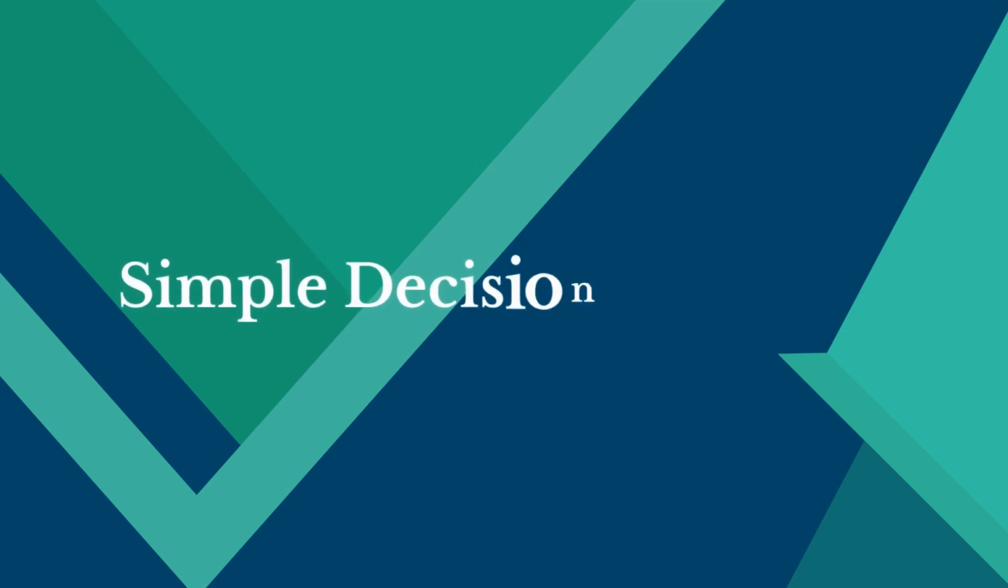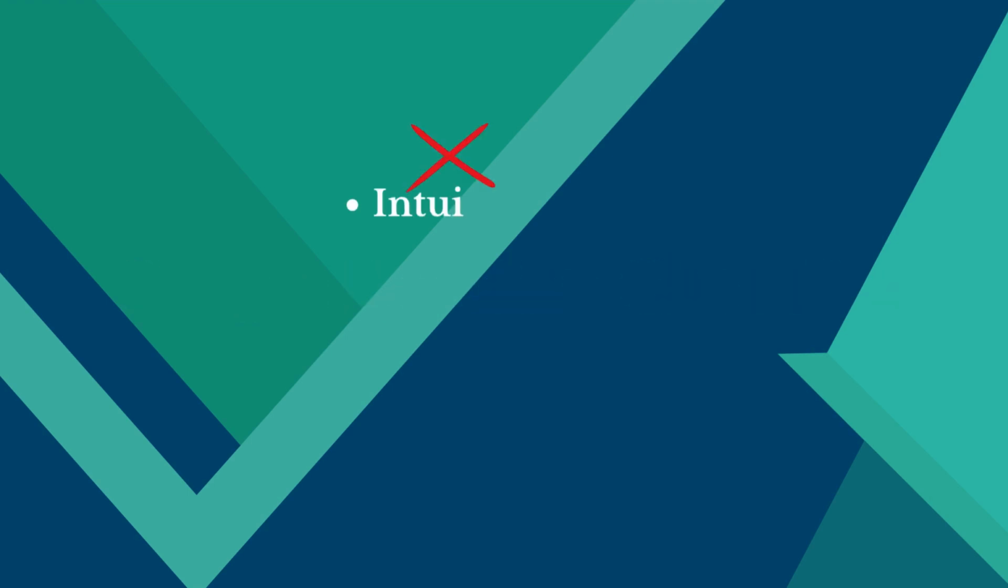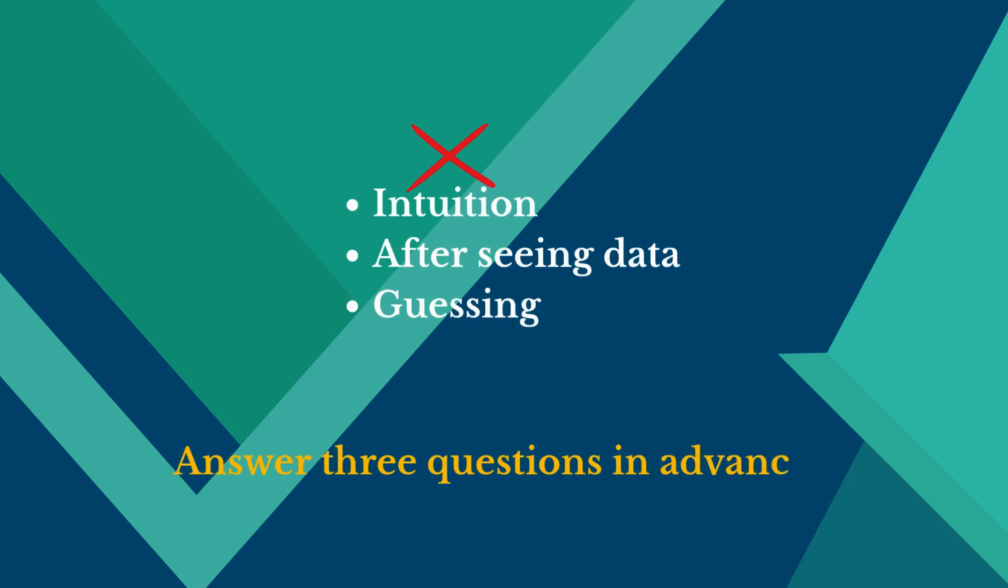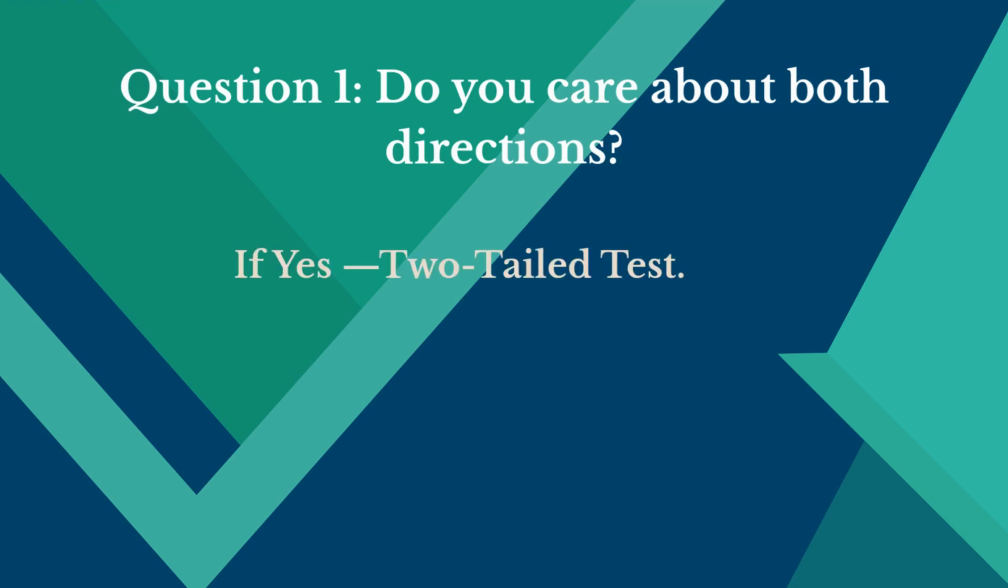So, if the choice depends on consequences, how do you make that decision in practice? How do you actually choose between one-tailed and two-tailed tests? Not with intuition, not after seeing data, but by answering three questions in advance. First, do you care about both directions? Ask yourself. If the answer is yes, you need a two-tailed test. If no, a one-tailed test may be acceptable.